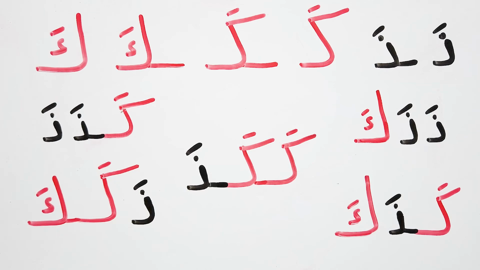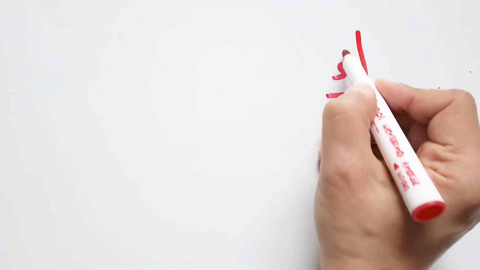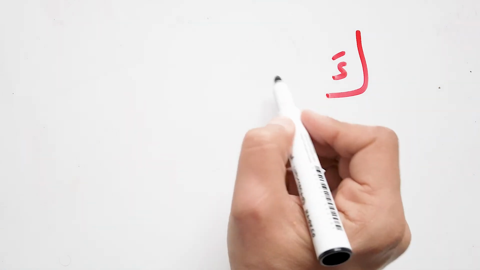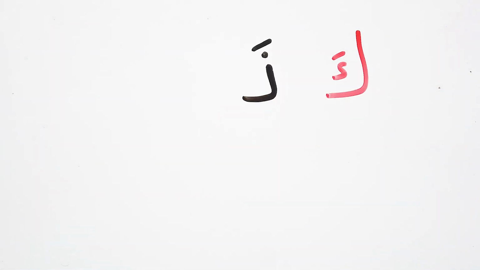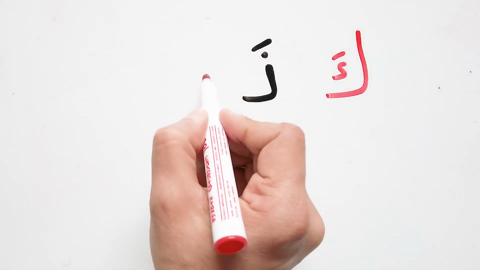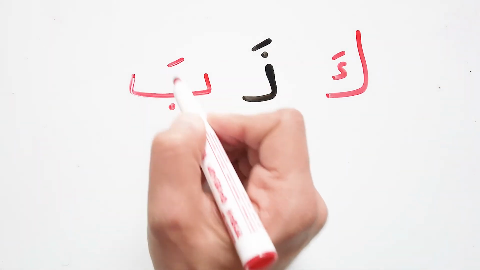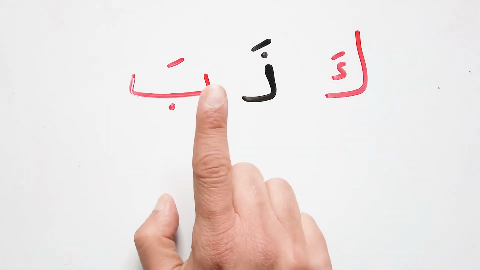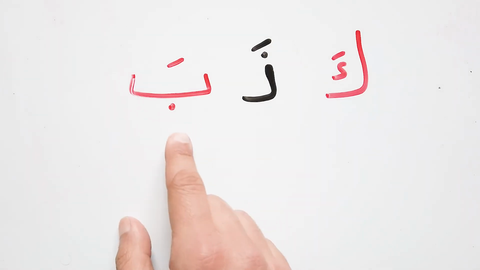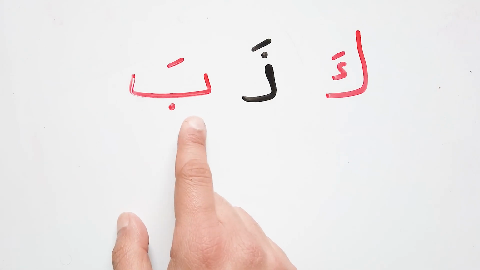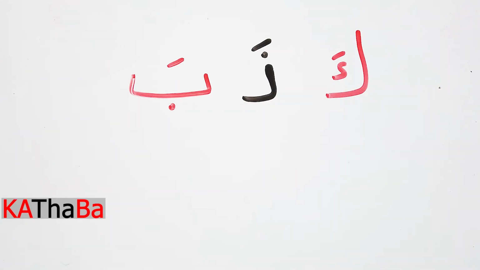Let's write a new word today that has a meaning in Arabic. Let's write first the letters separated. So we have here ka, the, ba. Let me introduce to you ba. It sounds like letter B in English. We're gonna talk about it later. Ka, the, ba. Let's make a word out of these letters.